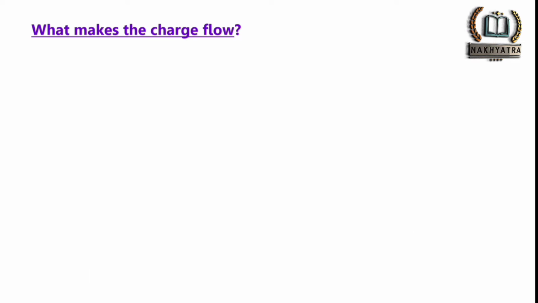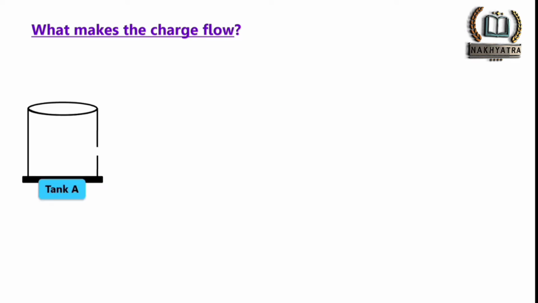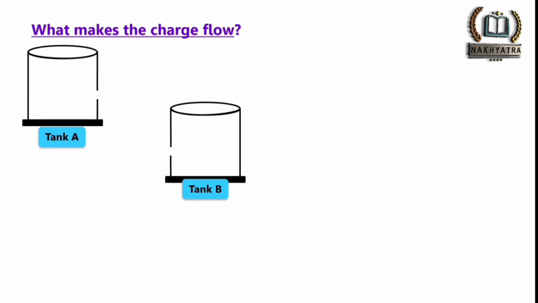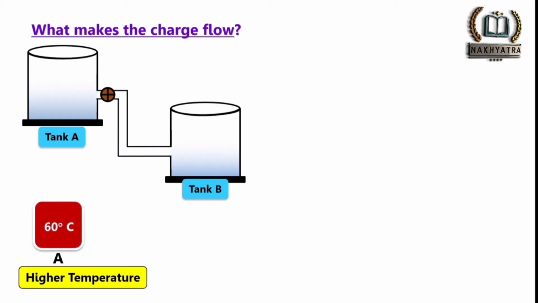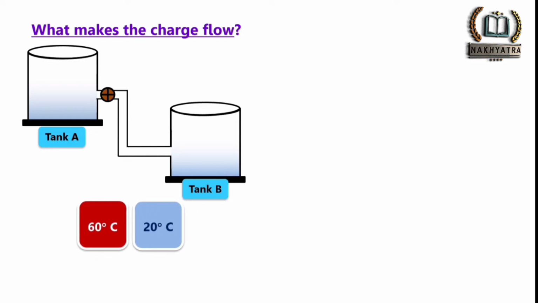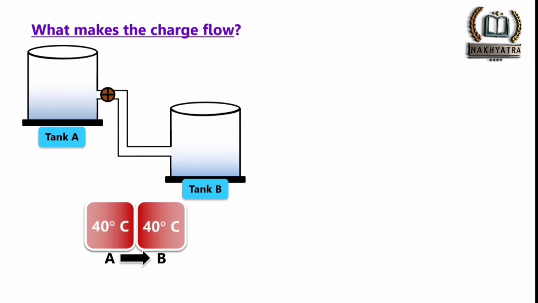Okay. Next, what makes the charge flow? Consider two tanks, A and B, keeping tank A in a higher position than B, and connect both the tanks. We allow the water from tank A to flow to tank B. Now, tank A is at 60 degrees Celsius and tank B is at 20 degrees Celsius. So tank A has a higher temperature than B. Now, when the water flows to tank B, their temperatures also change and they both become 40 degrees Celsius.